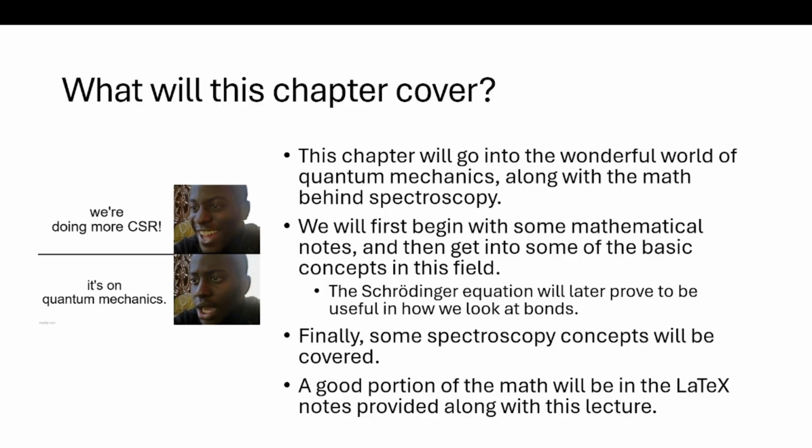Back in chapter 13, I talked a little bit about spectroscopy and the different forms of it, such as IR, NMR, and also spectrometry with mass spectrometry. So to start, we'll first get started with some mathematical notes and concepts, and then dive straight into what quantum mechanics really is and how we can use that for spectroscopy.